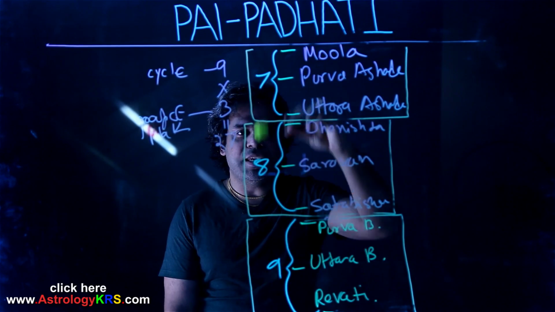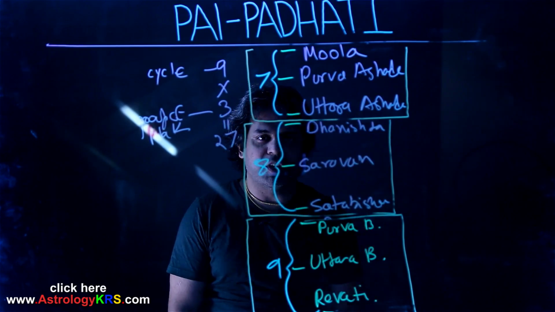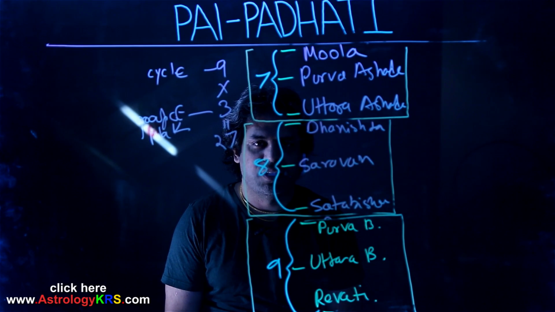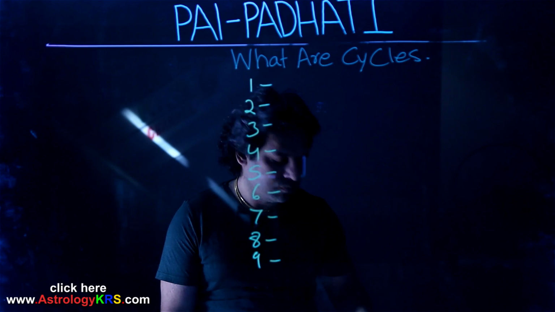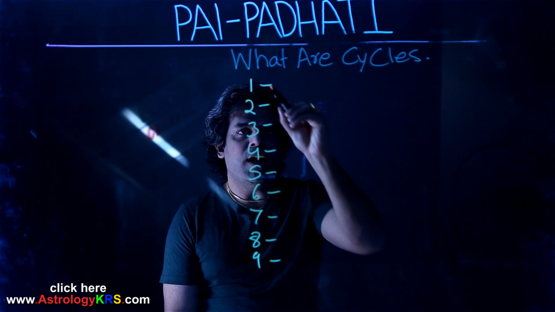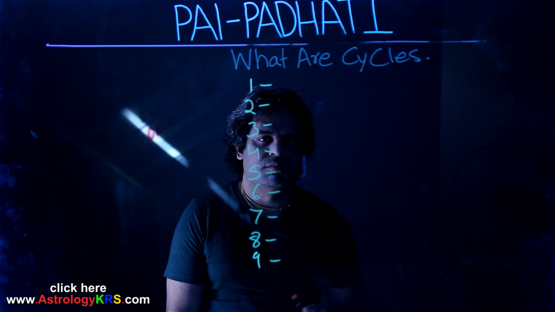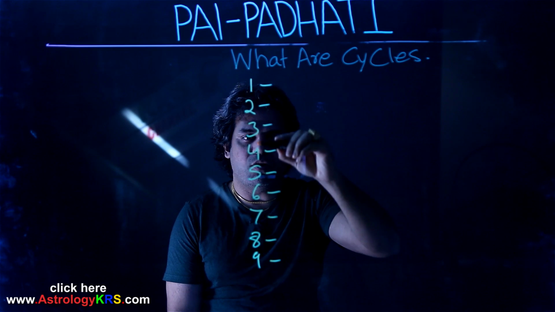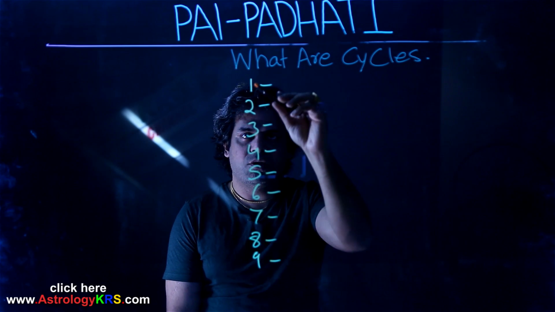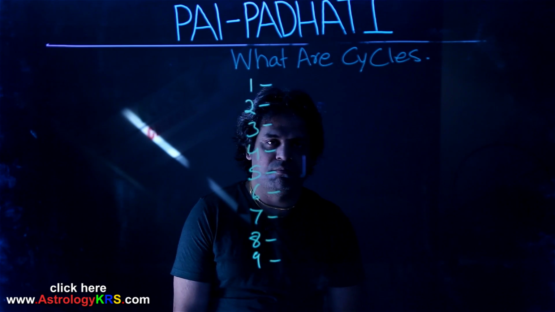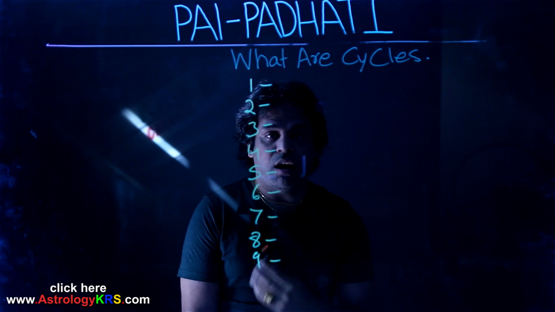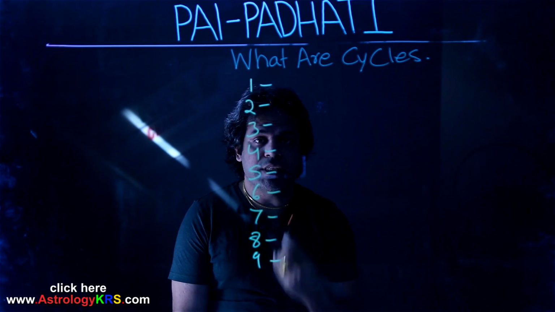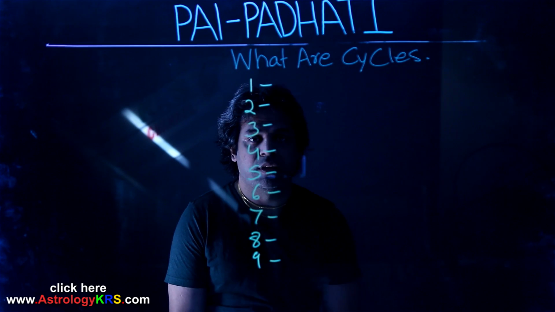So now you've got these 9 groups of nakshatras. So now what does this mean? Well, let's talk about that. So what are cycles? All these cycles, 1 all the way through 9, which has 3 nakshatras in each one of them. Well, they think of this as pending karma. Think of this as the pending karma.